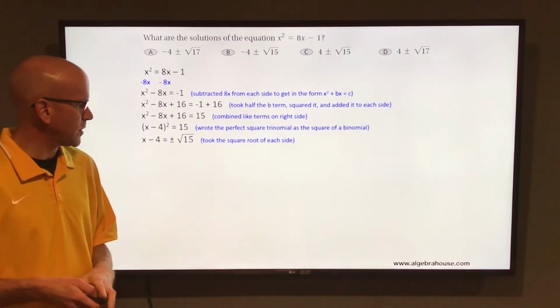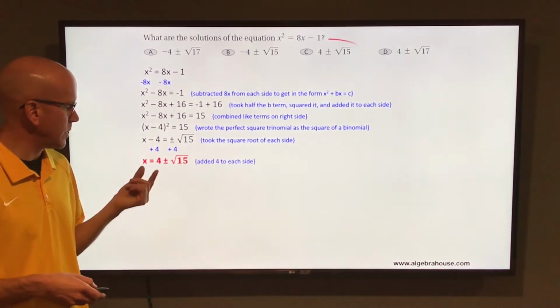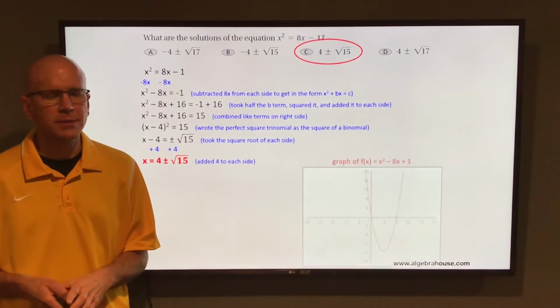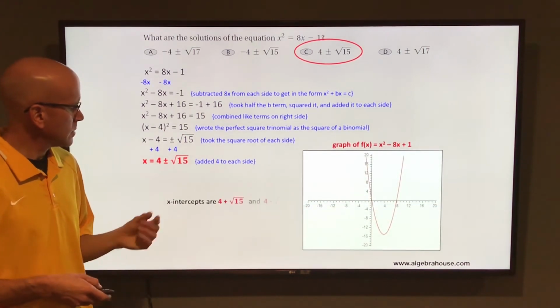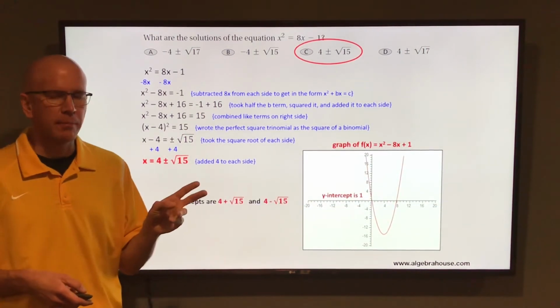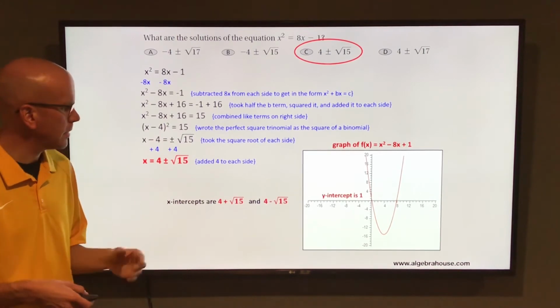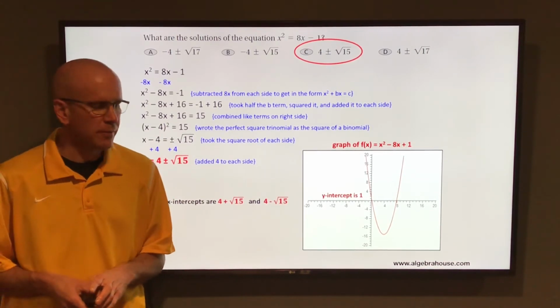Solve for x, finish this off, add 4 to each side. When you do that, you get x equals 4 plus or minus the square root of 15. So those are the x-intercepts, 2 of them. 4 plus the square root of 15, also 4 minus the square root of 15.